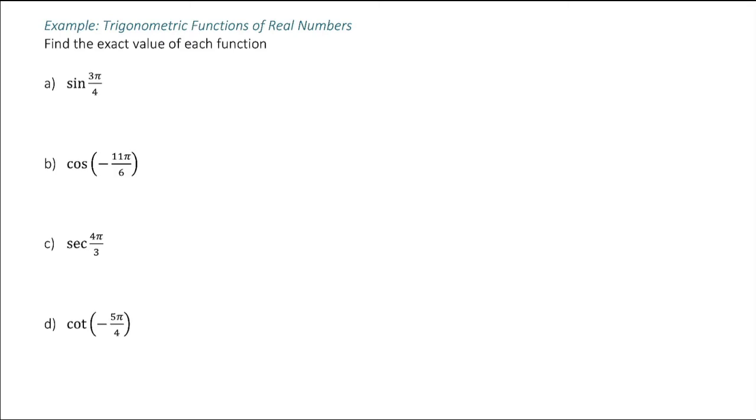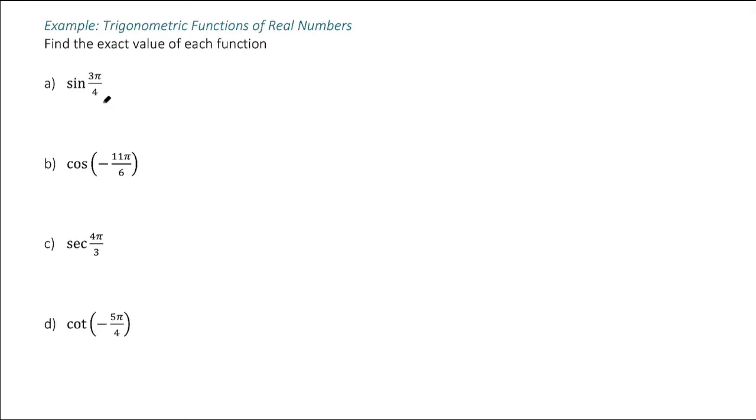Find the exact value of each function. So I've got here some trigonometric functions and some angles, and I want to evaluate these, and we can do that using our knowledge of the unit circle and the points on the unit circle. So sine of 3 pi over 4.